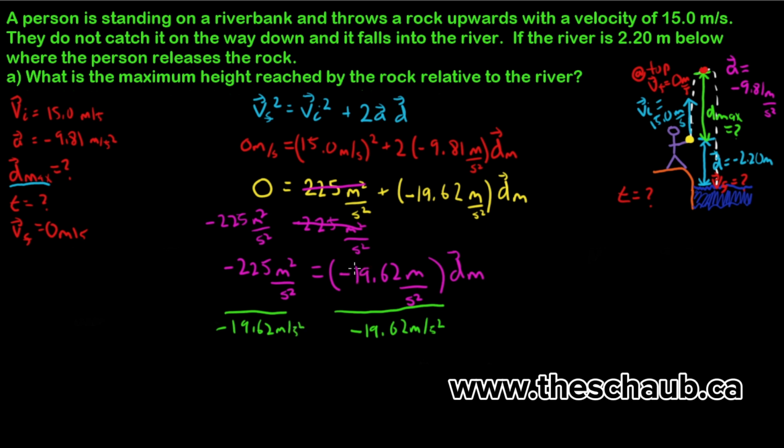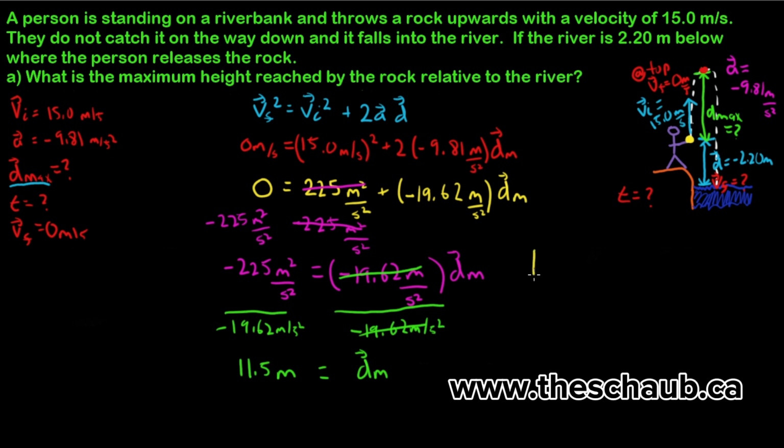So 19.62 divided by negative 19.62 is just 1, so this disappears and leaves us with our d max equal to 225 divided by 19.62 equals 11.5 meters. So our maximum height reached relative to where the ball is released is 11.5 meters. But don't forget, we're asked for the maximum height reached by the rock relative to the river, not the hand.